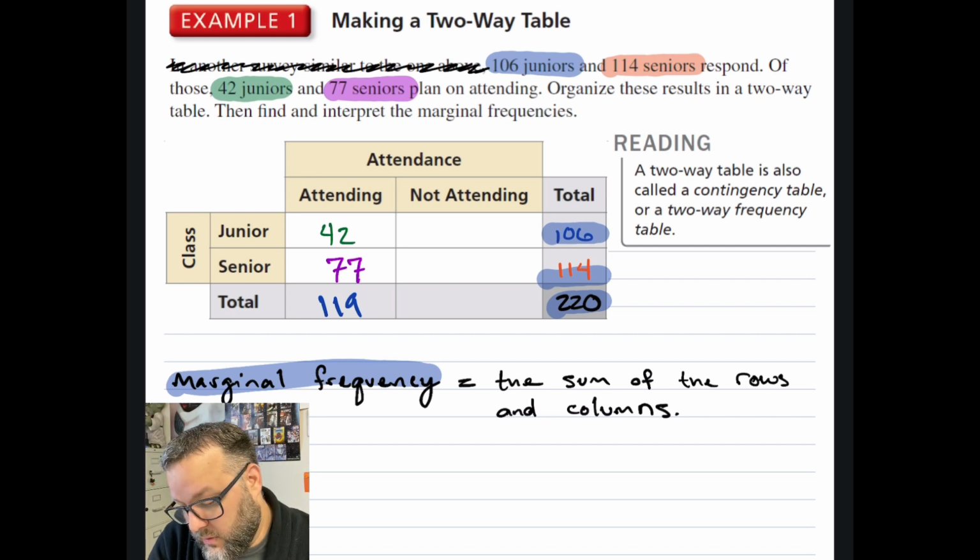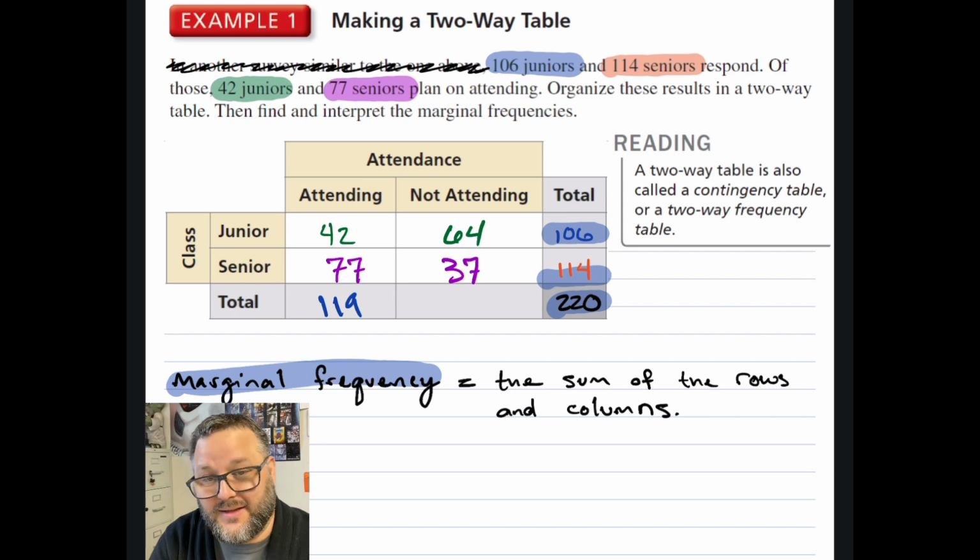So that means the amount not attending still has to be found, and that's going to be 106 minus 42, because the problem's not telling us that. We just got to be able to know that. Well, 106 minus 42, 100 minus 40 is 60, move up to the 6, so 66 minus 2 is 64. And then we can do the same thing here, 114 to 77, count up to 80 is 3 plus 20 is 23 plus 14 is 37. So 37 students are planning on not attending that are seniors.